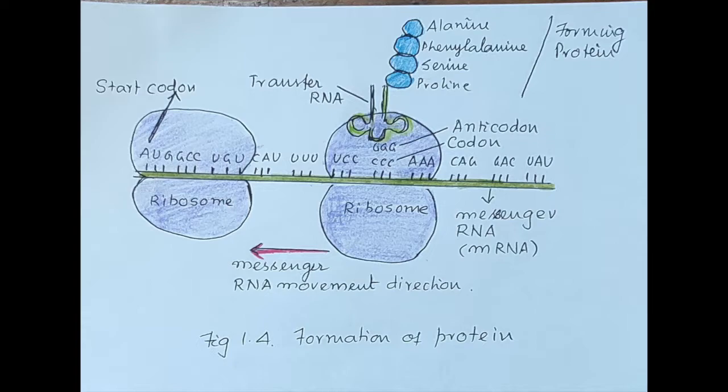This figure 1.4 shown earlier shows the assembly parts of protein formation. Shown are the mRNA, a tape-like structure, ribosome, transfer RNA, and the protein assembled by amino acids, one amino acid at a time.